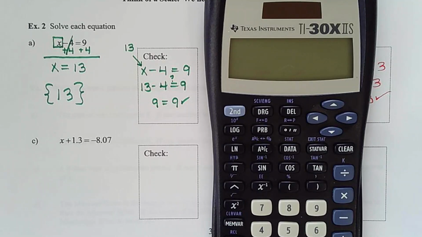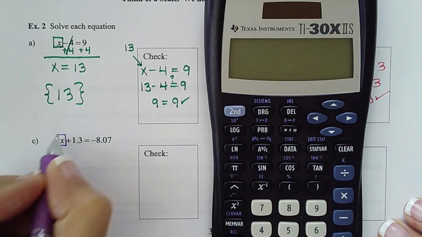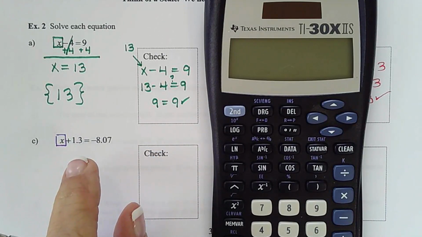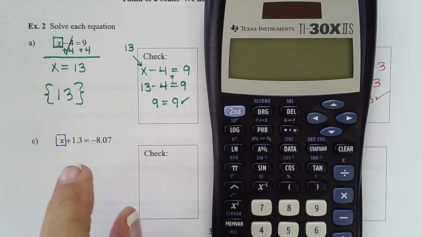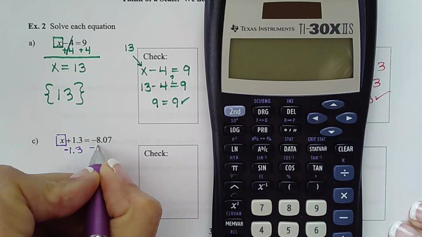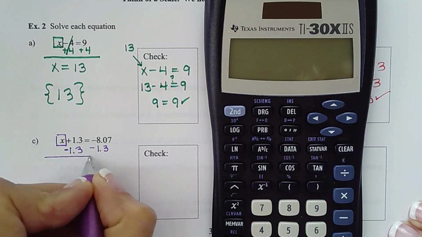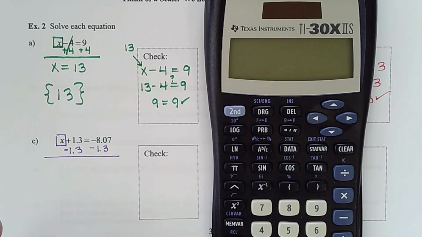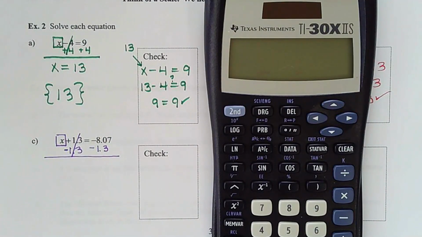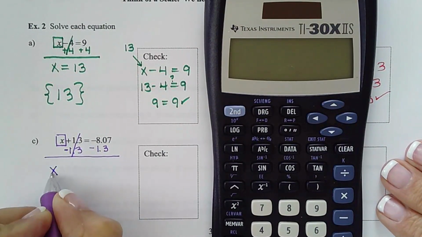Okay, so this next one we have plus. Well, I'm trying to get x alone, so I need to do the opposite to get that 1.3 over here. So the opposite of add is subtract. So I'm going to subtract 1.3, subtract 1.3. So always do the opposite. Why? Because 1.3 minus 1.3 is 0. Mission accomplished. That's my mission. Get the variable alone. So now I have it alone.